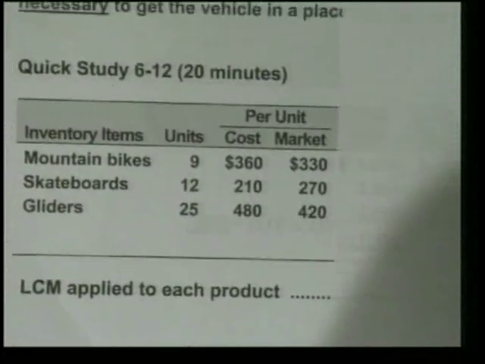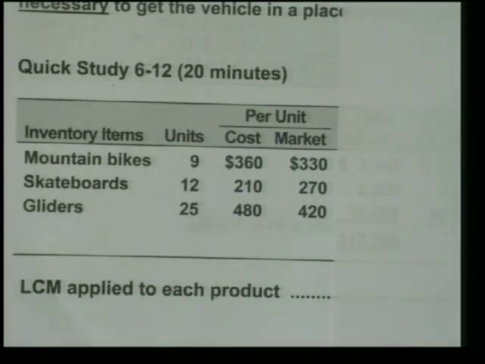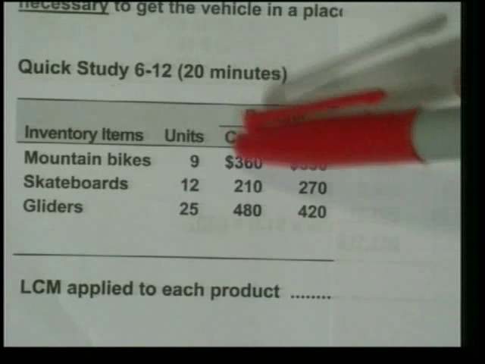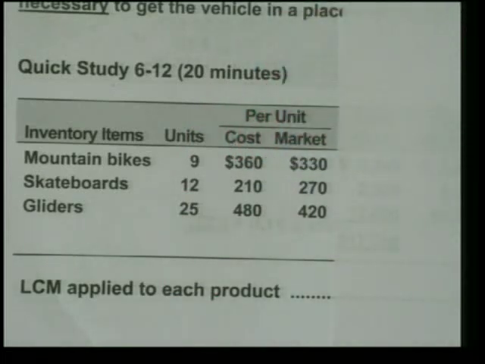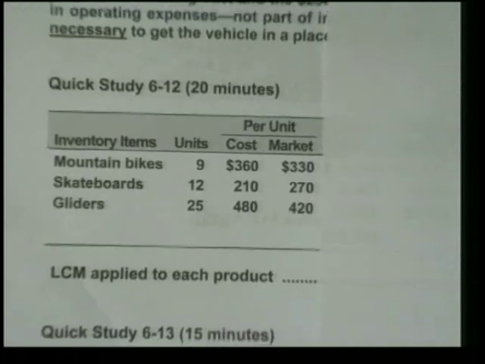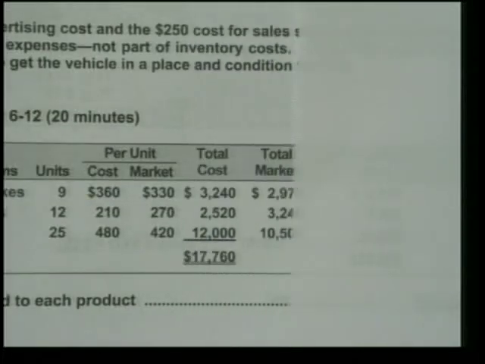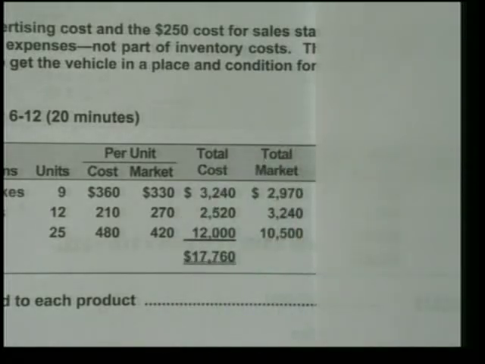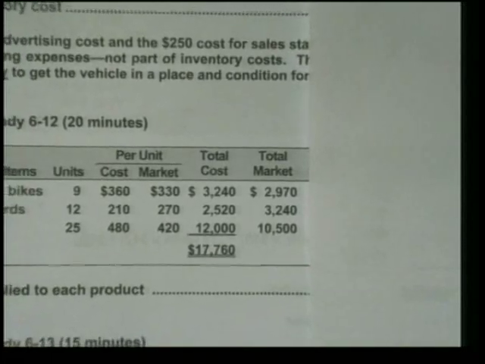This is what they give us in the middle of your screen. They give us the inventory items, the units on hand, and then the per unit cost and the per unit market, right? Is that what they gave you? Okay, what's the first thing we have to do? Right, we have to multiply those out and get our total cost and our total market. You with me?